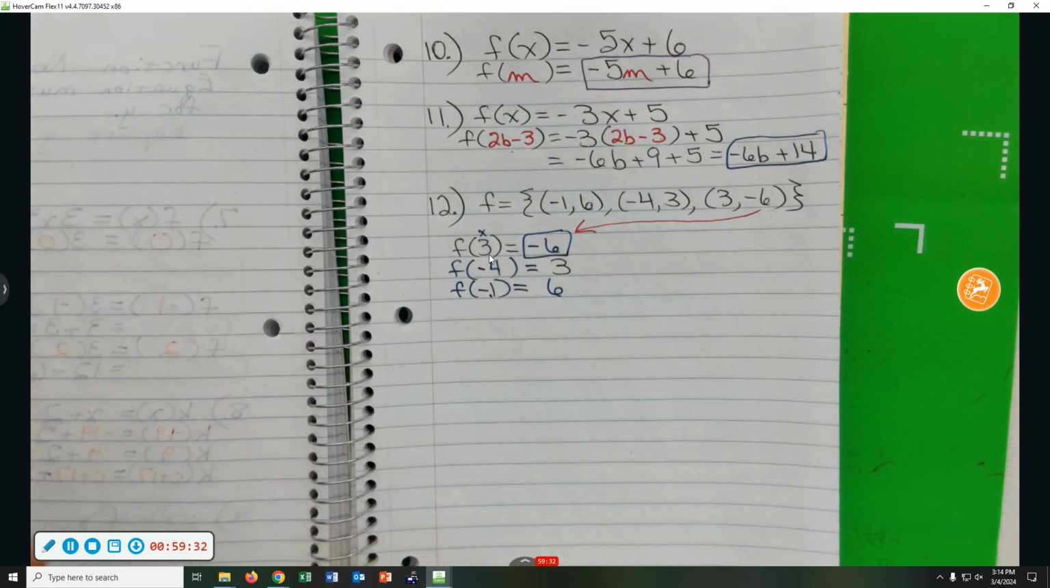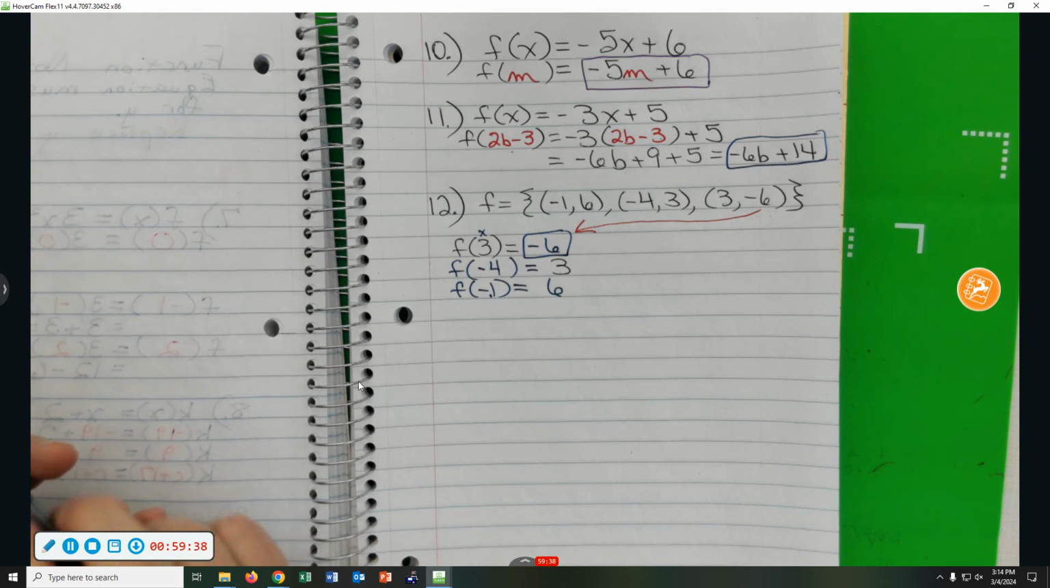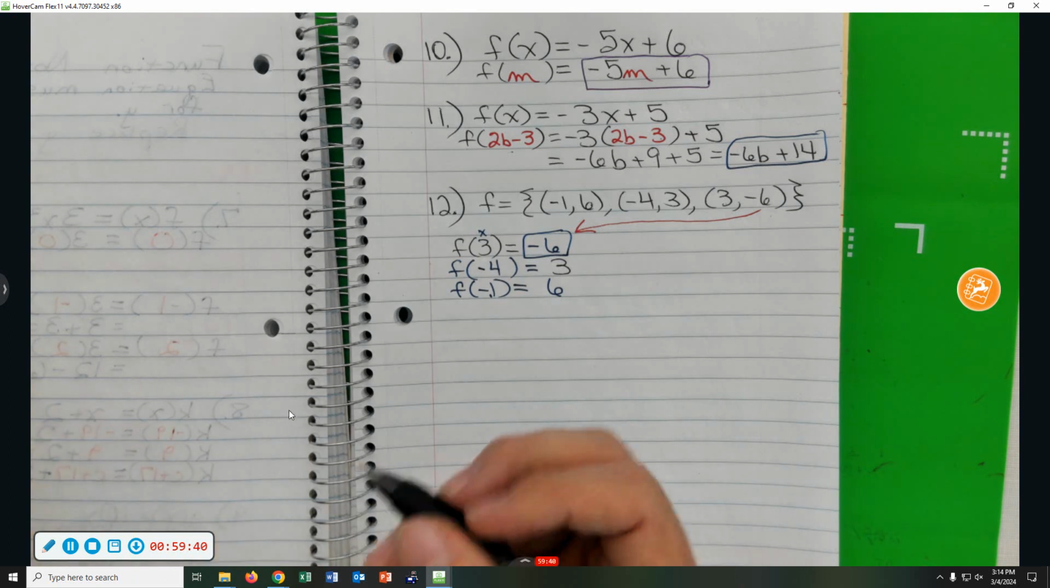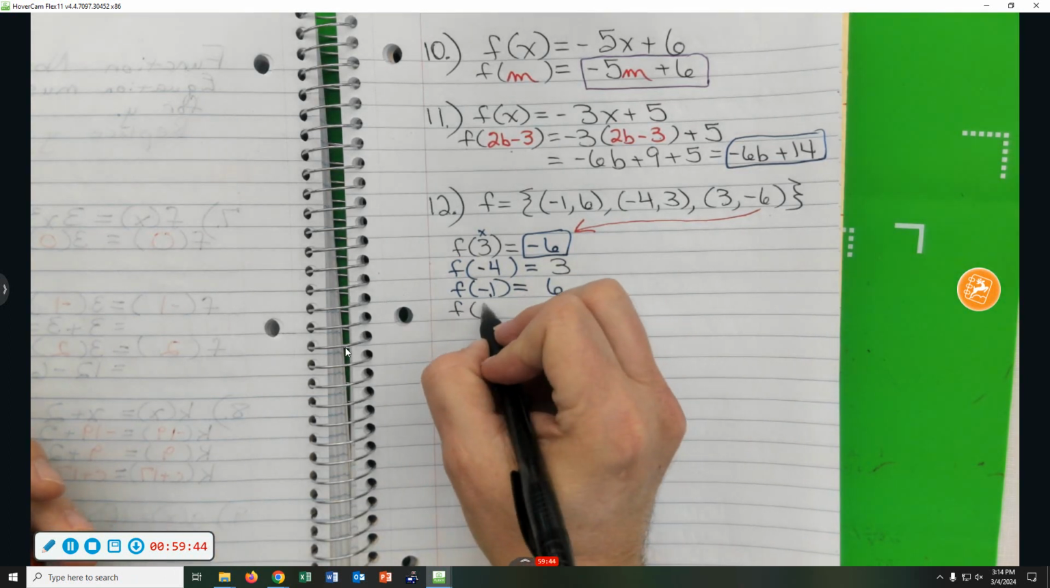See, I'm going to add another part. This over here has to be the x values. This over here must be the y values. Okay, I'm going to add one more part. f of 7.